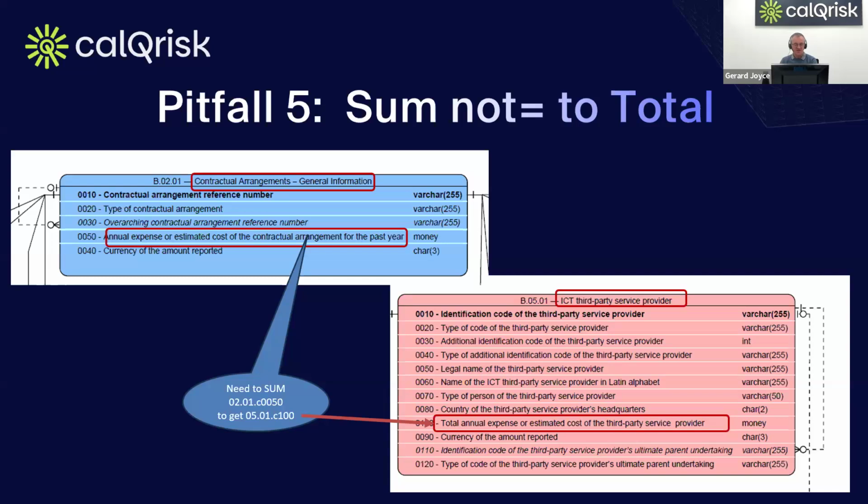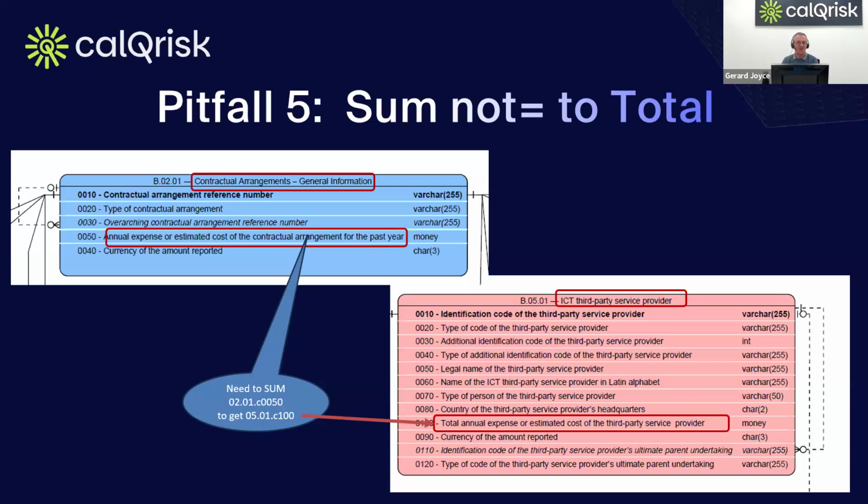And this is another one that I saw with customers who had multiple contracts with the one supplier. Let me try to explain it. If you have multiple contracts, then on table 201, you will have a record for each contract. You can see here the contract arrangement reference number, and you'll have a cost for that contract.